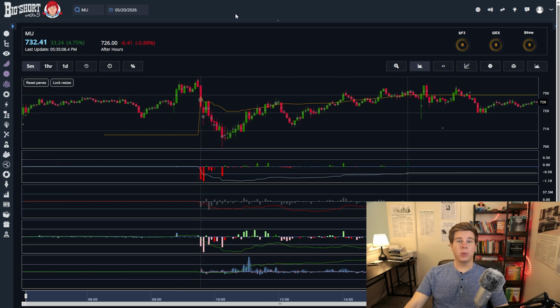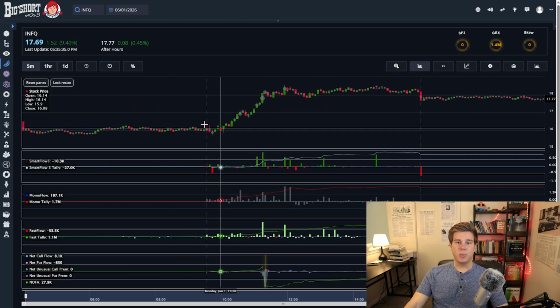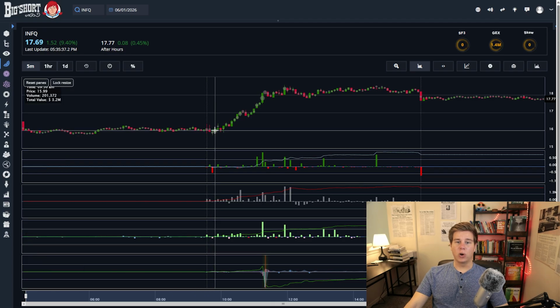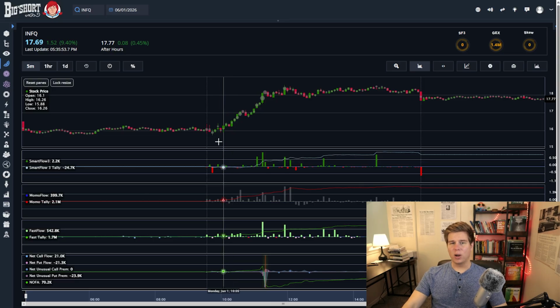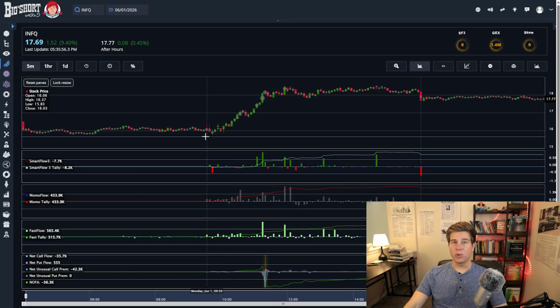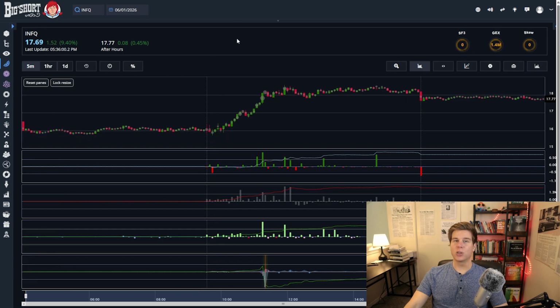The only reason I played INFQ today is because this red bar, if I was wrong, the stop would have been incredibly tight. So the risk reward really made sense. Usually I wait about 30 minutes or so to see that big red SF3 or big green SF3. For this one, it was just a perfect setup with really tight risk reward, so I took it.